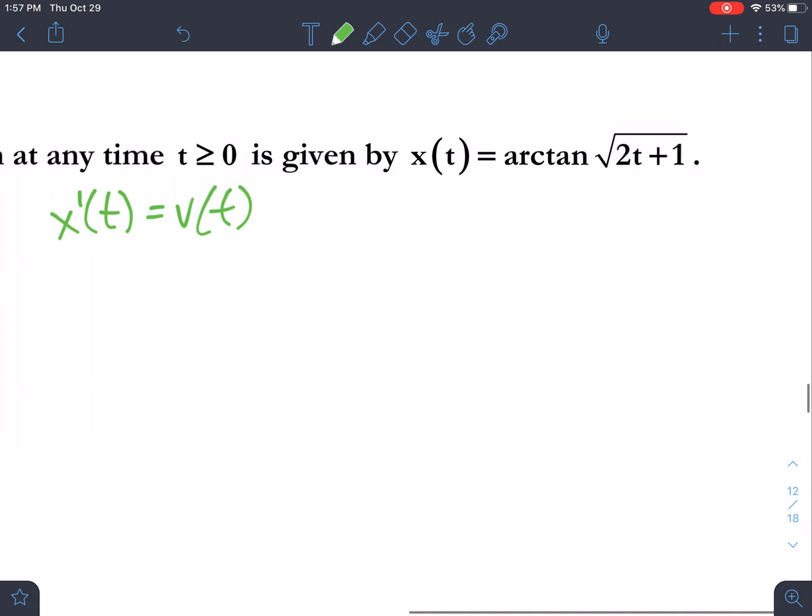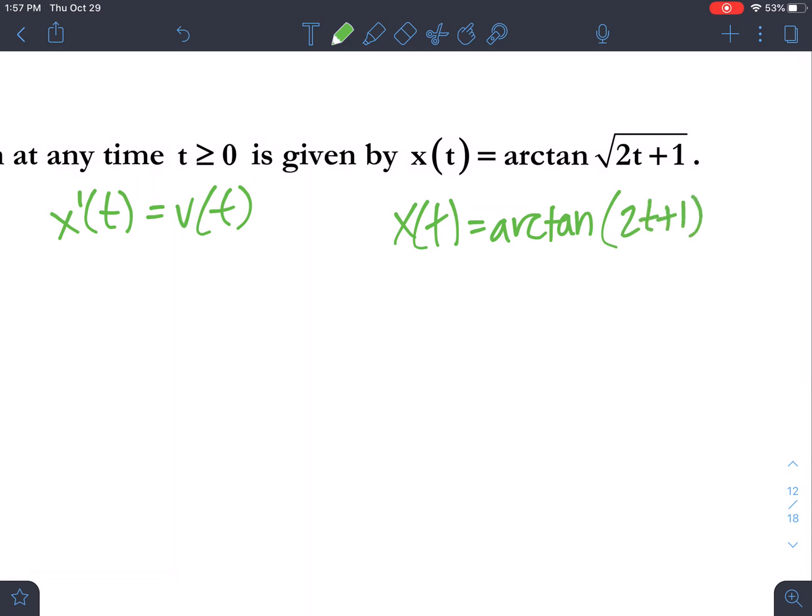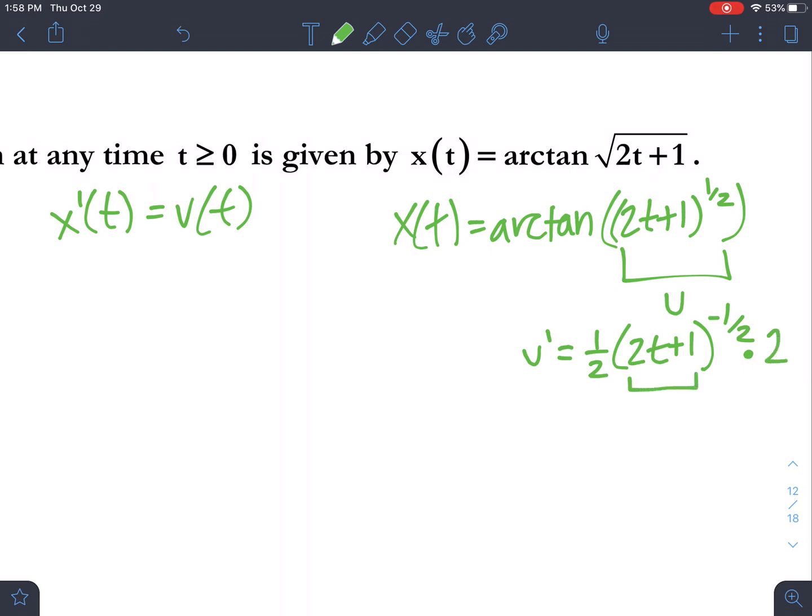It doesn't give units. So I would rewrite this a little bit as arctangent of 2t plus 1 to the 1/2. And again, u is 2t plus 1 to the 1/2. You might want to write down what u prime is, just so that you're ready to go. You'd bring down the 1/2, 2t plus 1 to the negative 1/2, and multiply by derivative of the inside, which is 2. 1/2 times 2 cancels, and we just end up with 2t plus 1 to the negative 1/2.